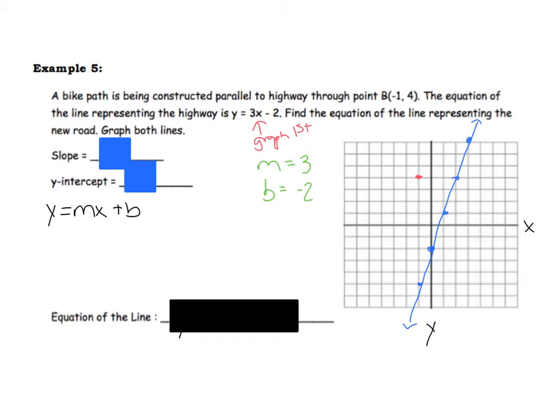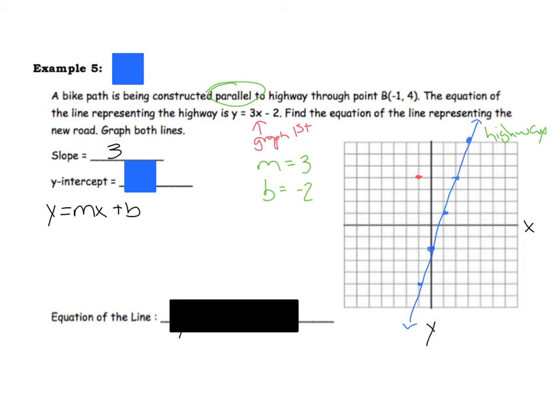So that is our highway, okay? So this is the highway. And what they're doing is they're constructing a bike path. So we're looking for the bike path now. And key thing they gave us is that it's parallel. So if the bike path is parallel to it, then we should hopefully recall that that means that the slopes will have to be the same.